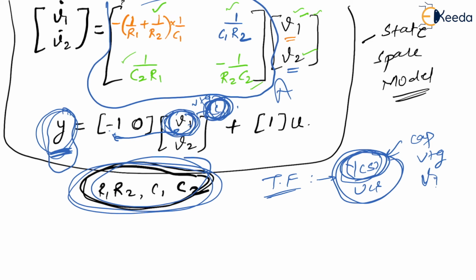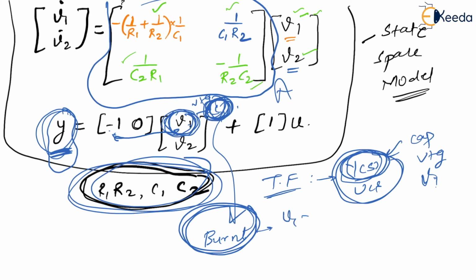Now just imagine, this is what is important, this is what we think of as hidden parameters. See here, if for example this capacitor C1 is burnt, you will be saying, sir, what has happened then? If this capacitor C1 is burnt, then definitely V1 is going to be 0, and if V1 is going to be 0, then this output Y is going to be 0.